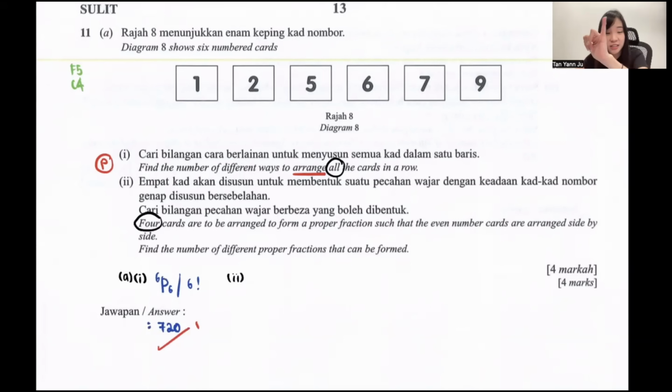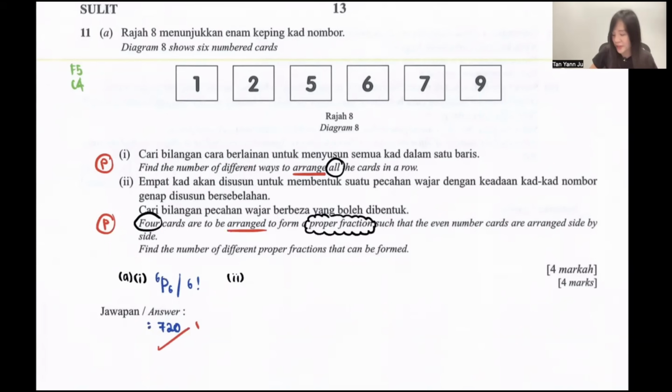Now they say 4 cards. So on top of 6, you only choose 4. So 4 are to be arranged. So I repeat again, arrange. This question is a P question again. Okay, so now out of the 6, you need to take 4 out. And you take 4 out, you take what? You take the 4 out to form a 4-digit number? No, you take 4 out to form a proper fraction.